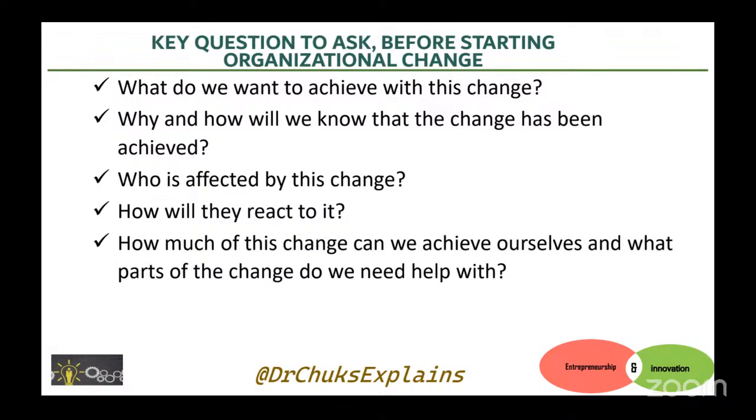Then the third question is, who is affected by this change? So you know those you're going to be targeting for training and implementing the change upon. The fourth is, how will they react to this change? And the fifth is, how much of this change can be achieved ourselves? And what part of the change do we need help with? Of course, sometimes the change may not be implemented by you, the organization, directly. Some will require some external bodies to help you do it.